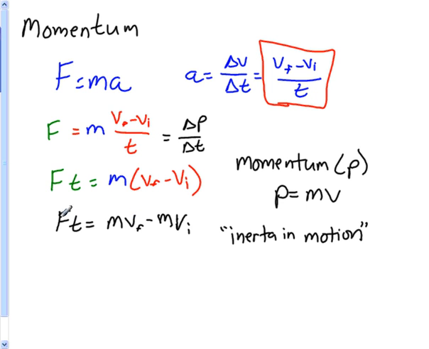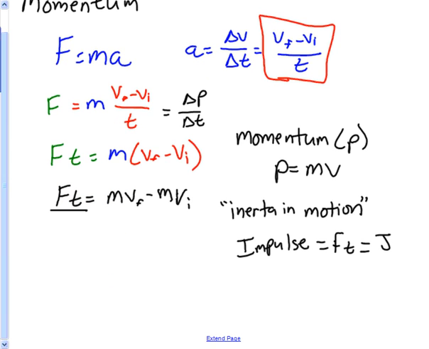Okay. Now we also have this other thing over here. We have force times time. So we're going to give that a name as well. We're going to call that impulse. Okay, impulse. I-M-P-U-L-S-E. That is impulse. So impulse is equal to force times time. And that one is also given a funky letter. It's given the letter J. I like to call it Jimpulse. So force times time.